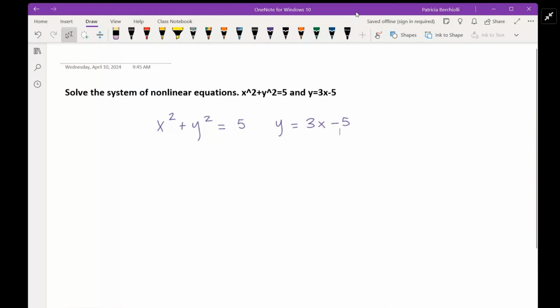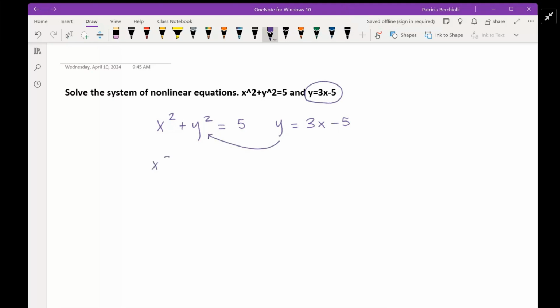The question presented here was to solve the system of nonlinear equations, x squared plus y squared equals 5 and y equals 3x minus 5. I am going to solve this by substitution. So for substitution, you need to have one variable isolated in either of the two equations, and that's already happening in the second equation, y equals 3x minus 5. So I'm going to take this second equation and plug it in for y in this first equation.